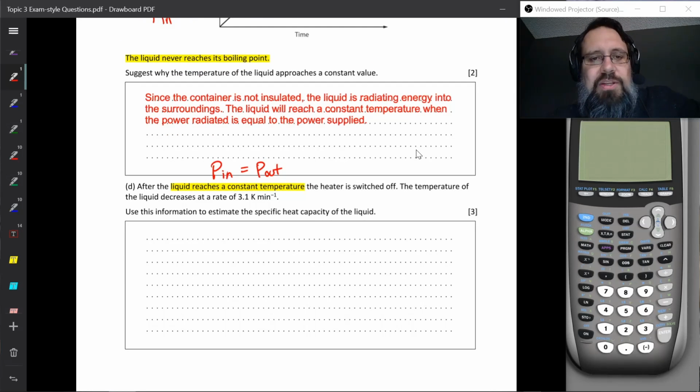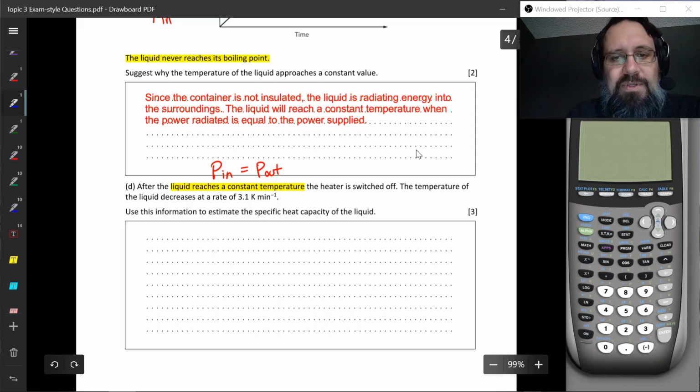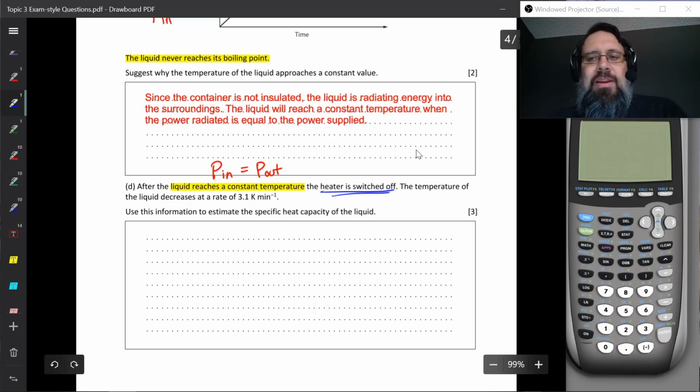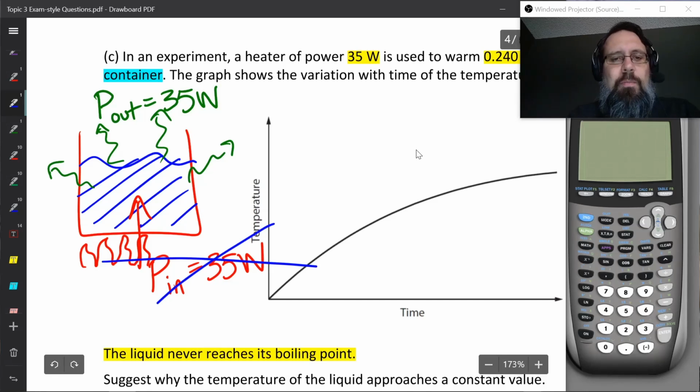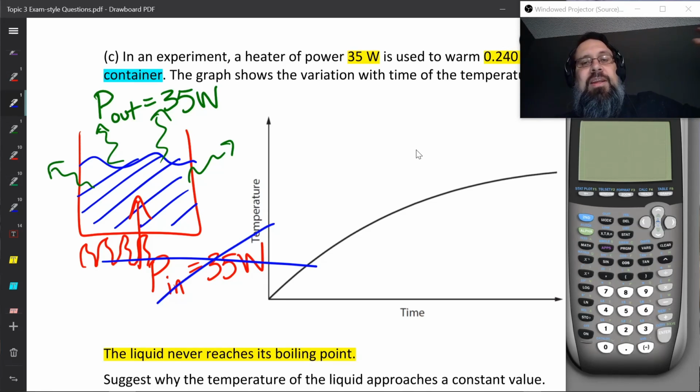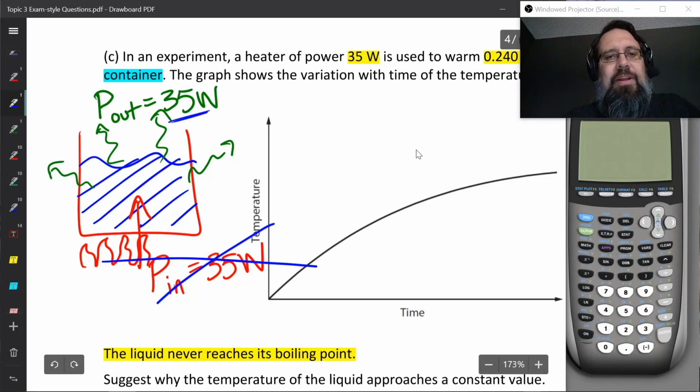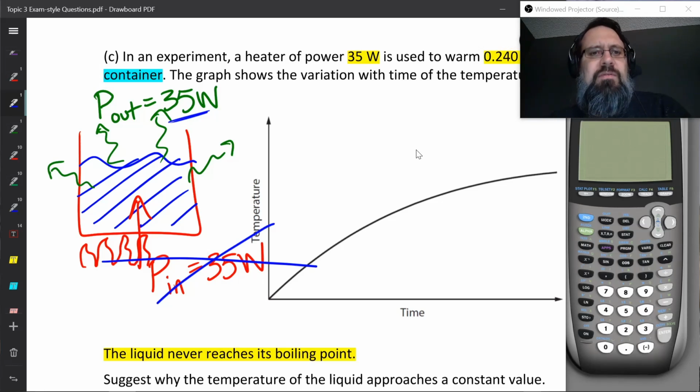The heater is switched off. So we switch off the heater, and so what's going to happen if we're no longer supplying heat? If we turn this off, then all that's going to happen is power is going to be coming out. And so the substance is going to have to cool down. It's going to start to lose 35 joules of energy every second.